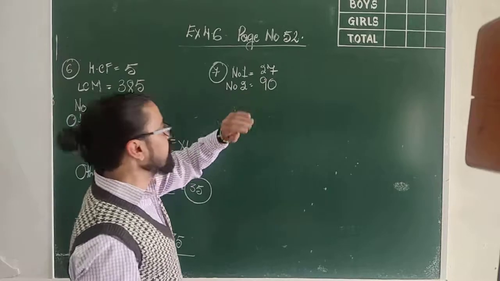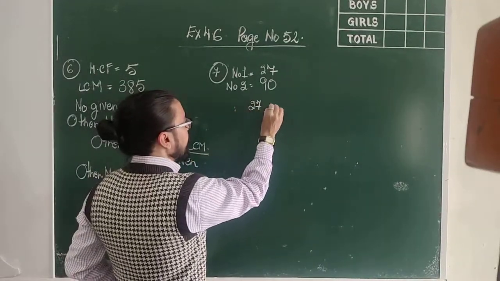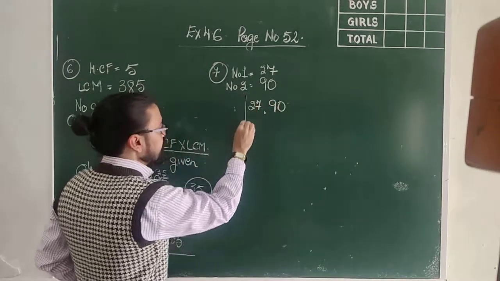So first I'll find the LCM of 27 and 90. So 27 and 90, I first find the LCM.